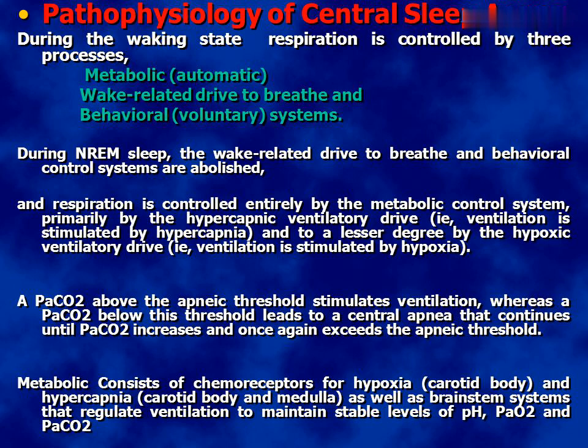Metabolic control consists of chemoreceptors for hypoxia, carotid body, and hypocapnia, carotid body and medulla, as well as brainstem systems that regulate ventilation to maintain stable levels of pH, PaO2 and PaCO2.